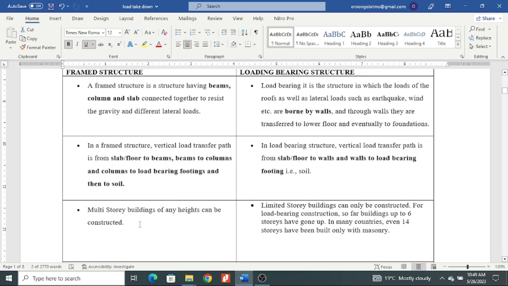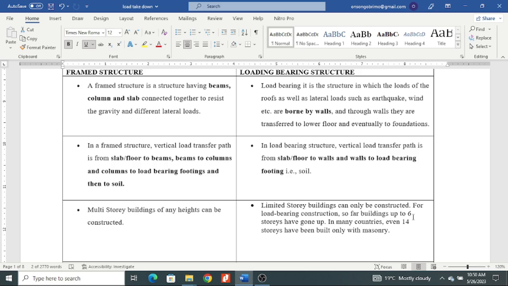So for framed structures, we can go to very high limits. And then for load bearing structures, the codes, depending on where you are, the wind speeds, and whether you have earthquakes in the area, the soil properties and all these parameters, they have a limit to which you can design the structures. Some codes talk about 6 floors. You can only do load bearing to 6 floors, but currently we have structures even up to 14 or 15 stories, which have been purely designed as load bearing walls.